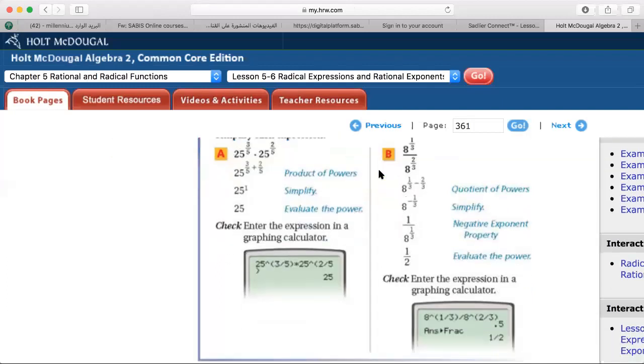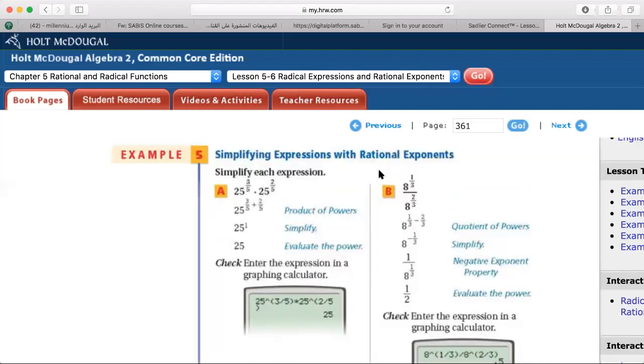Okay. Next page, example 5, simplify each expression. So I have the same bases here, and I have a multiplication sign here. If I have the same bases and multiply, I will add the exponents together. So 25 to the power 3 fifths plus 2 fifths. So it is 25 to the power 5 fifths, which is 25 to the power 1, which is 25.